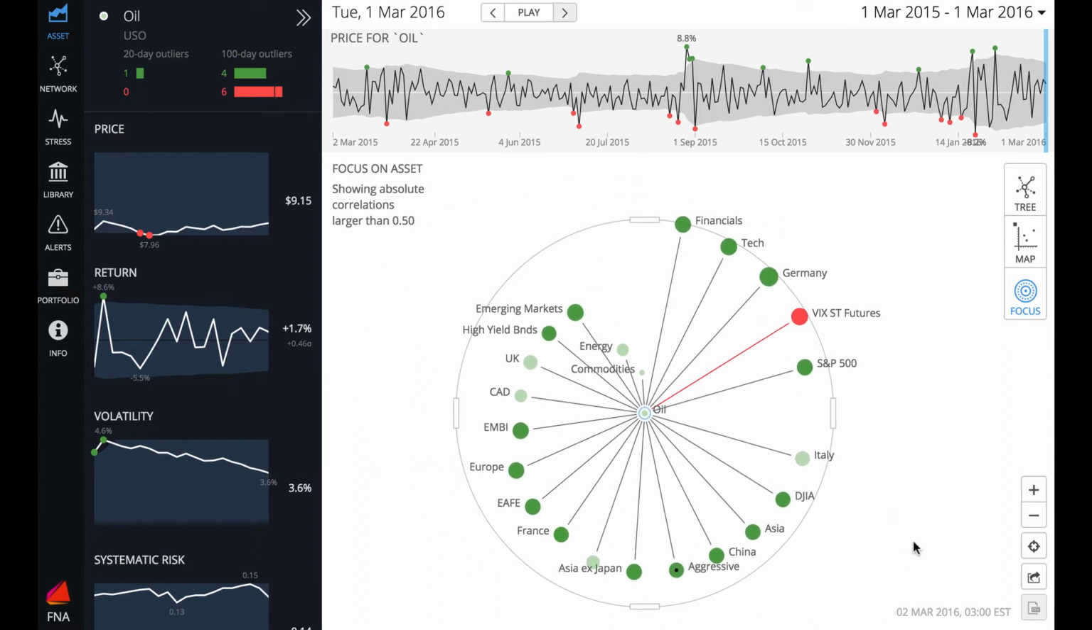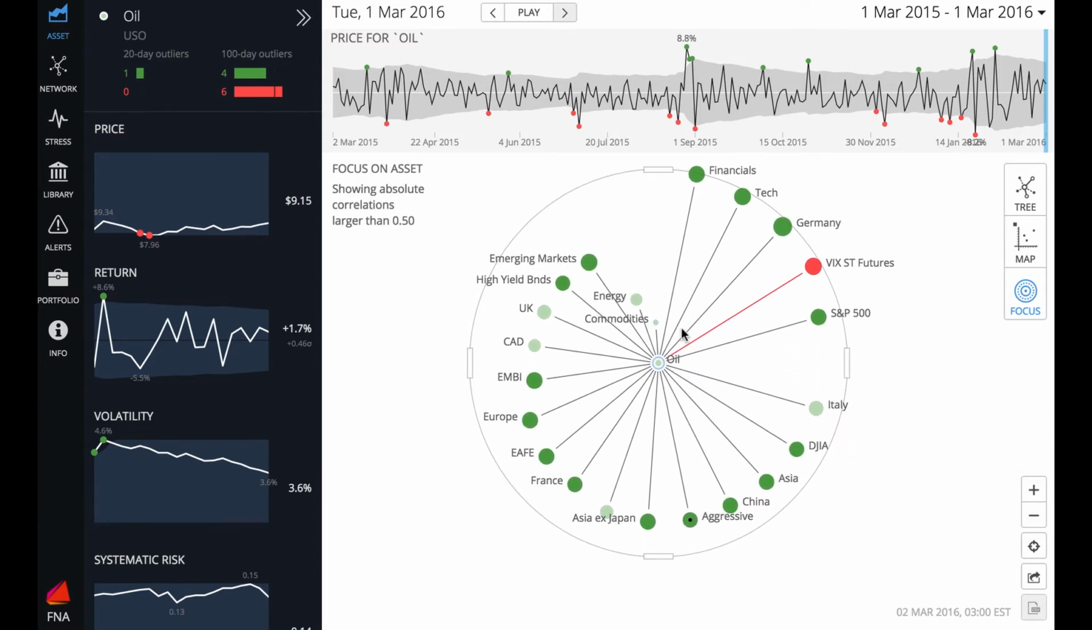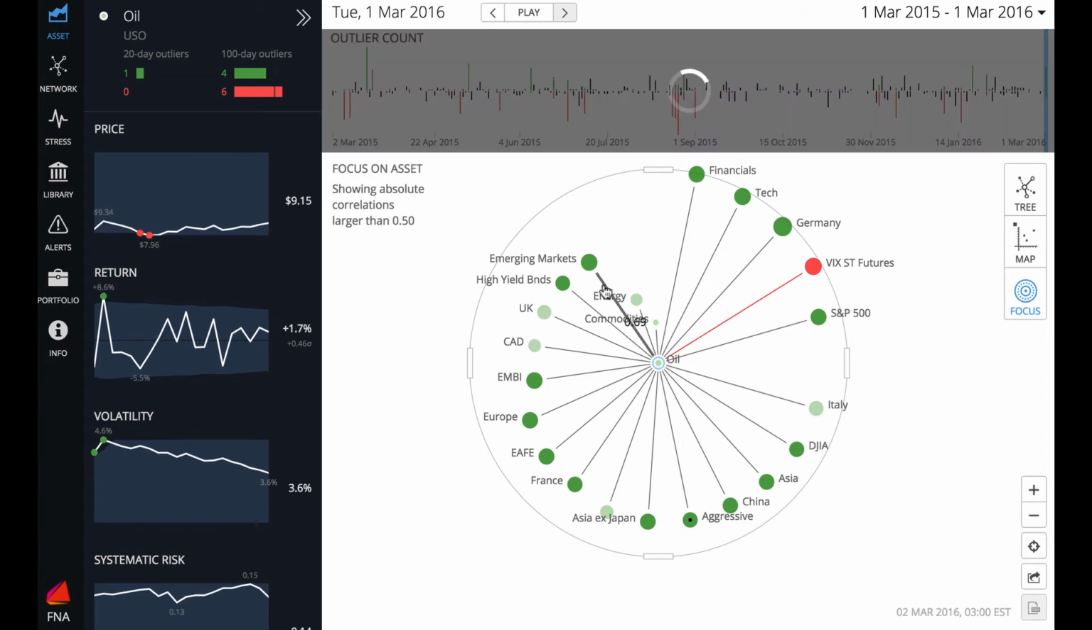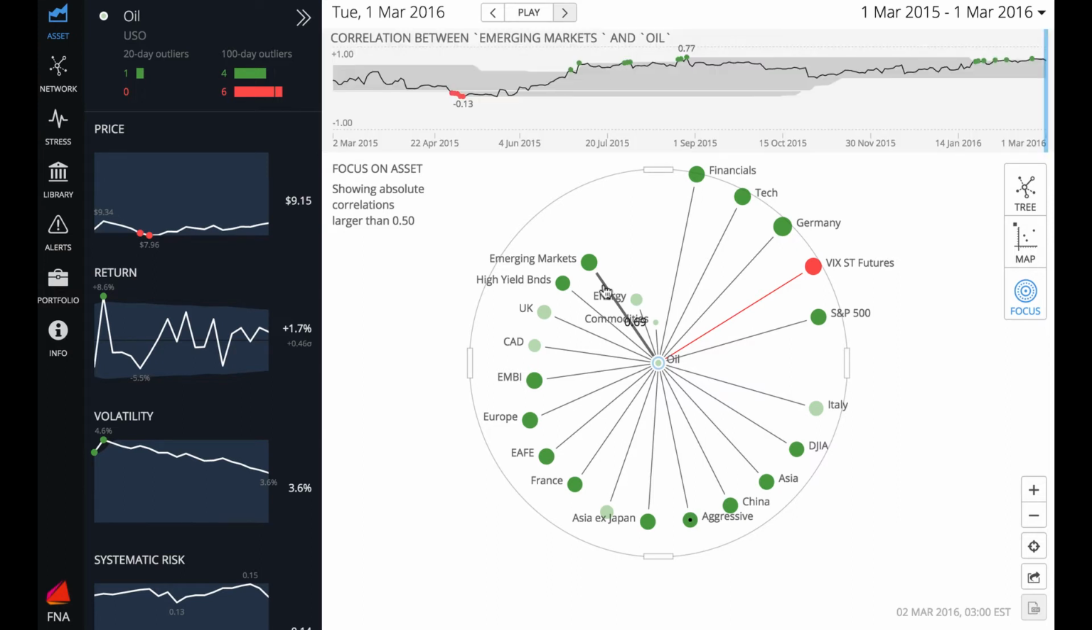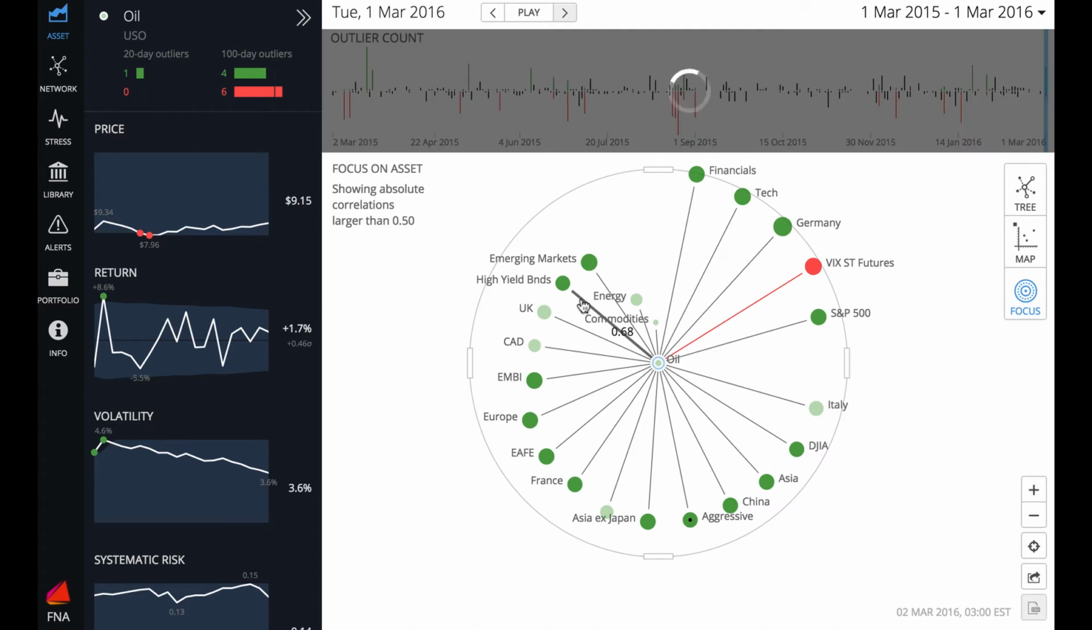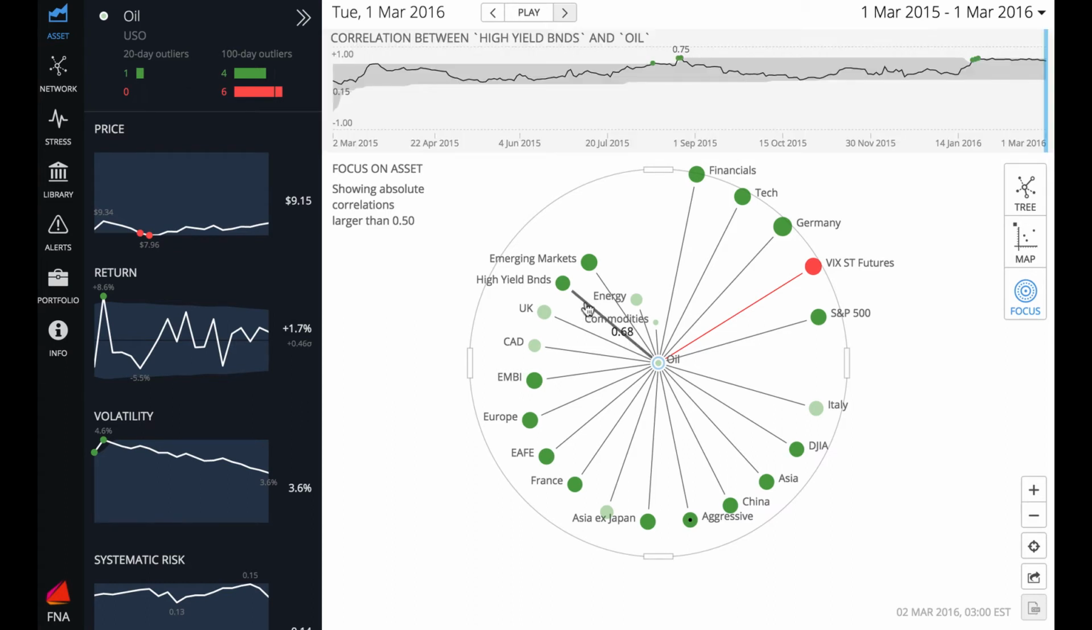Okay, so you can see clearly that oil is closely related to commodities in the energy sector, but there's also a very high correlation, 0.69 correlation to emerging markets, and that correlation actually is close to a 100-day high, which was 0.73. So the energy link between emerging markets certainly has not been severed.